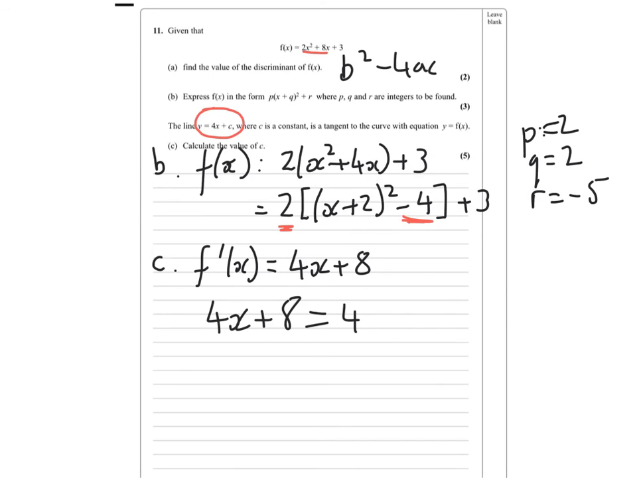So there you go. Then that will give you an x value. When you've got the x value, you can find the y value by substituting into here.